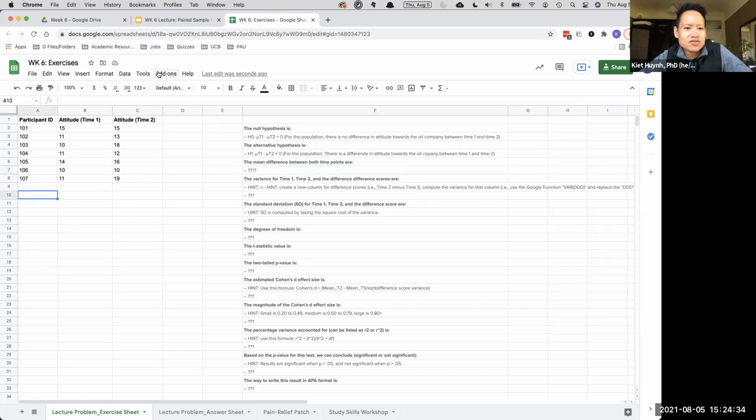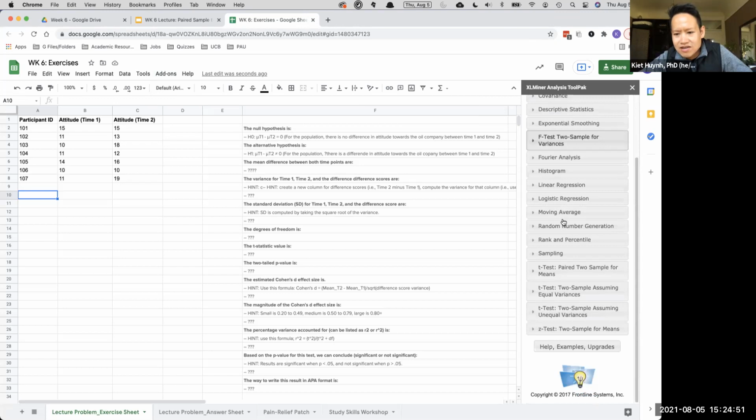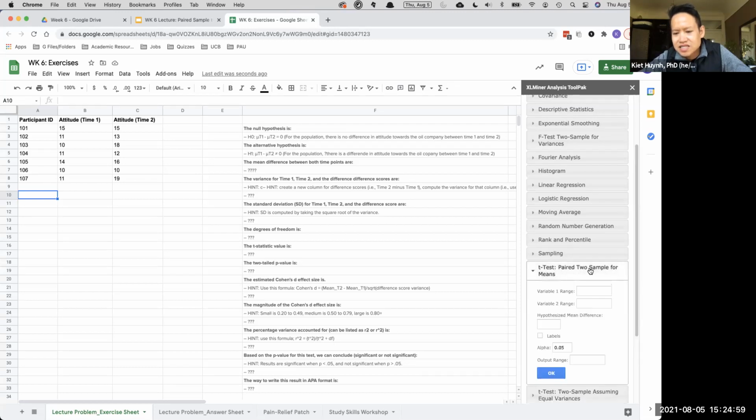You go to add-ons and you go to XLMiner Analysis Pack. If you don't see this here, that means you don't have it installed yet, and you have to go ahead and go to get add-ons and install this pack. And then you hit start and scroll down until you see t-test paired two sample for means. That's the same thing as the paired sample t-test.